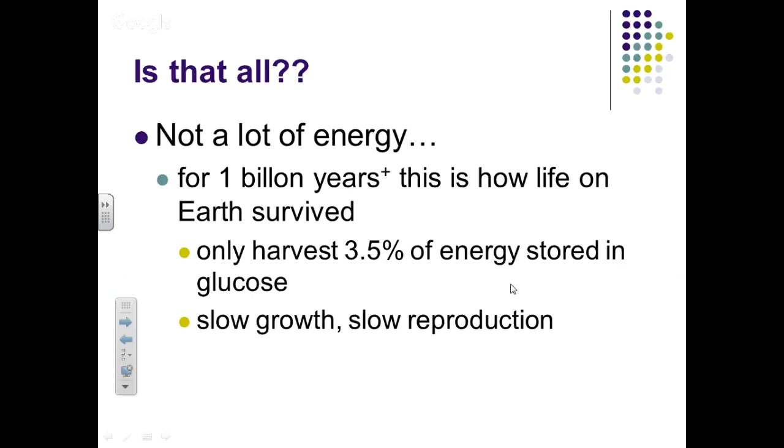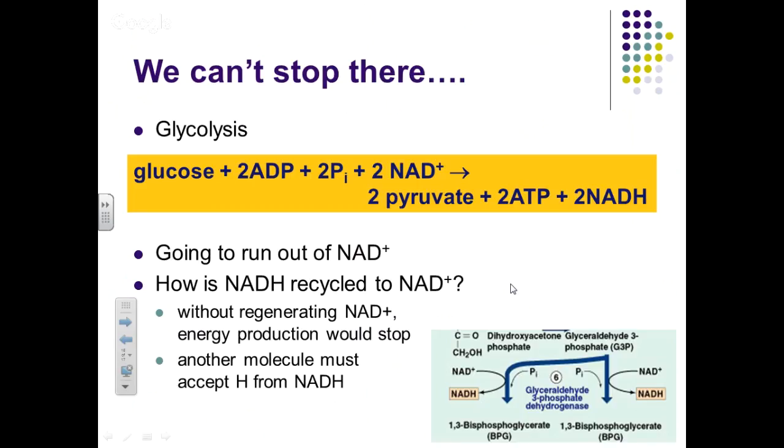That's not all. For a very, very long time, 1 billion years or more, this is how life on Earth survived, but it's okay because they were just bacterial cells. They didn't need a lot of ATP. If there's oxygen present, then there's a lot more to be done.